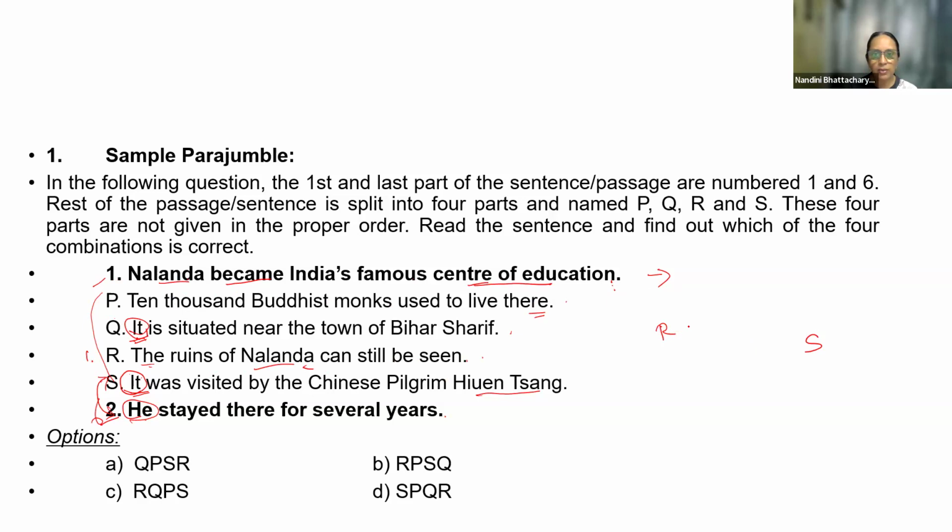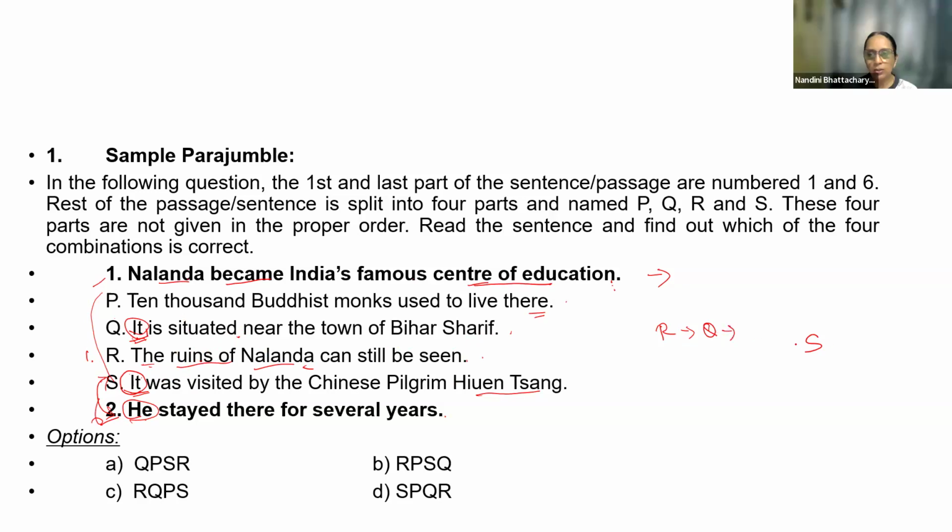Then something with "it" can come in, which is referring to Nalanda. It is situated near the town of Bihar Sharif. So the ruins of Nalanda is situated near the town of Bihar Sharif. Can that follow? Yes. So what can come after R? Can Q come after R? Yes. It logically follows, right?